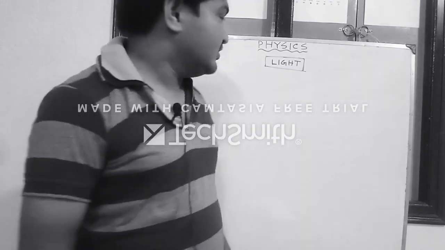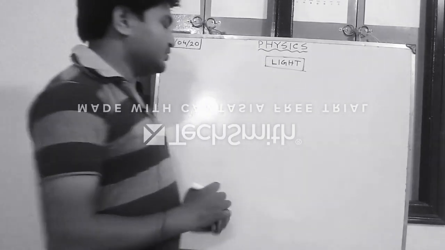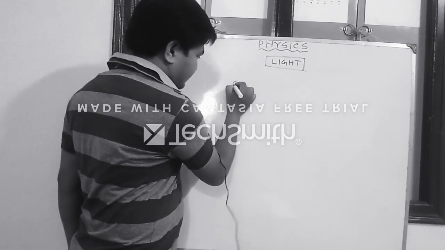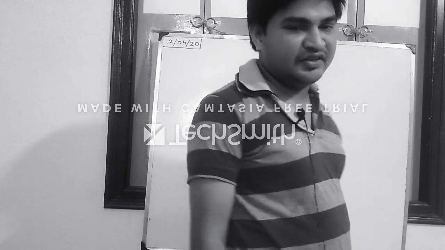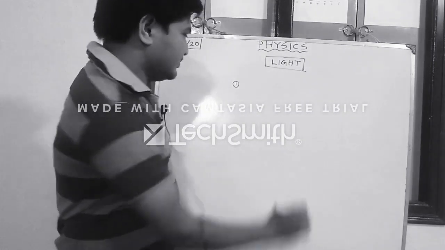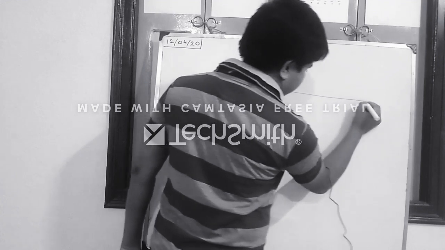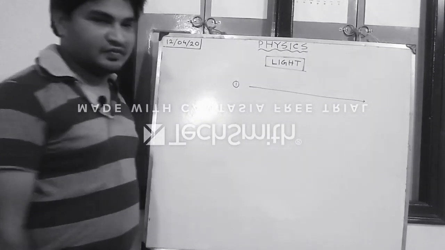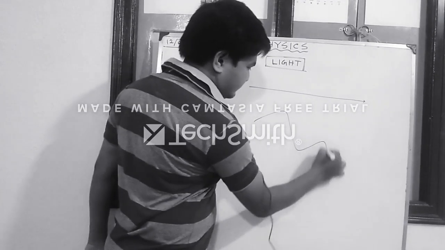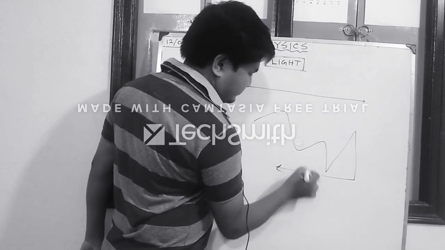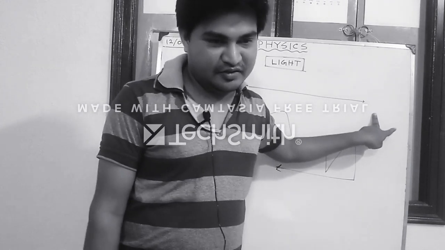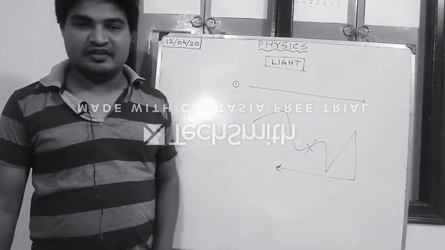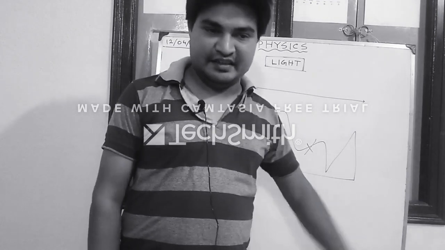Okay, next part of the light is the nature of light. So the first property of light is that light always travels in a straight line. That is, light travels in this way, not in this way. It always travels in a straight path. This property of light is called rectilinear propagation of light.